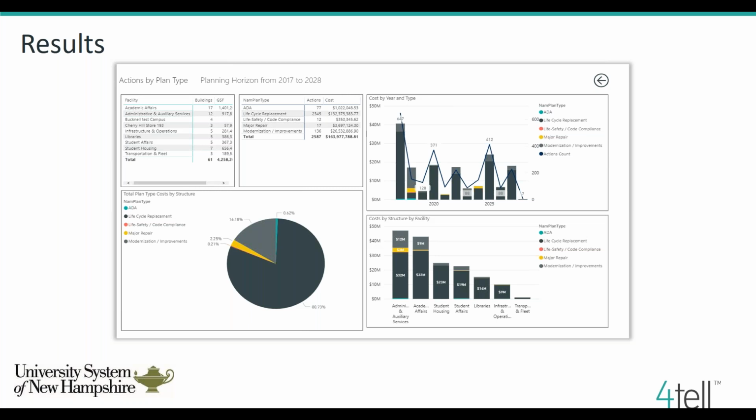This is aligning the collaboration between the finance and the facilities staff, where you can see some rolled up aggregate views. You can see, for instance, in the bottom right corner, across the USNH campuses, where that backlog of deferred maintenance is primarily and what plan types it's associated with. So, for instance, you talked about looking at student housing and modernizing those areas to put in more common centers. That could be some of the capital renewal that you plan in there.